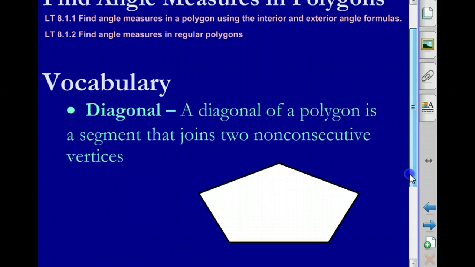Vocab word, diagonal. We've talked about this briefly before. The diagonal connects non-consecutive vertices. So there's one diagonal, another diagonal from that same vertex would be that one. Those are the only two diagonals from that vertex that I can draw.